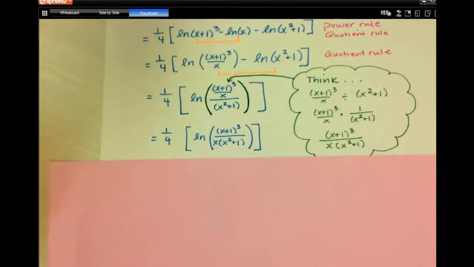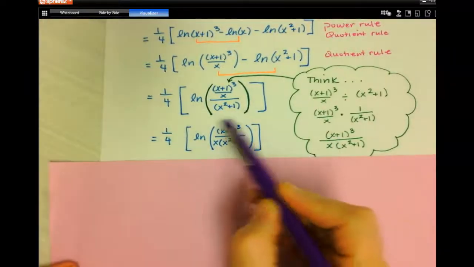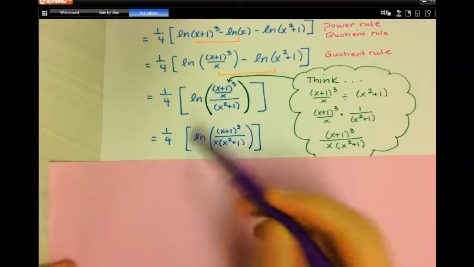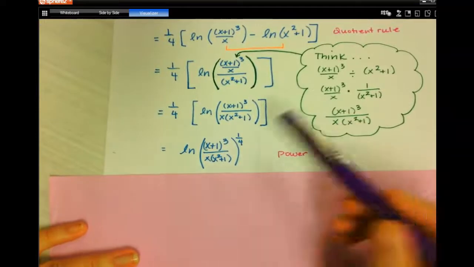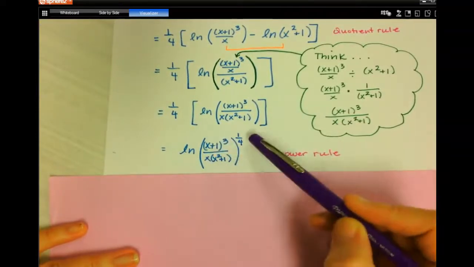But I'm not finished because I haven't taken care of this 1/4. So remember, a multiplier goes to the argument. So the fourth goes to this right here, and only this, not the natural log. So this is what our final step is going to look like. It's this piece to the 1/4.